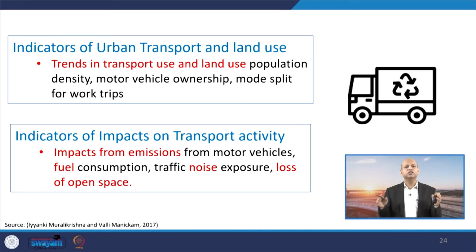trends in transport use and land use, population density, motor vehicle ownership, mode split or the work trips etc., because as you know, in different cities different kind of population of this traffic or transport means are there. Like in big cities, people are having one or two means of the transport, they might be having two cars or two wheeler, then all those kinds of, they add into the traffic density.